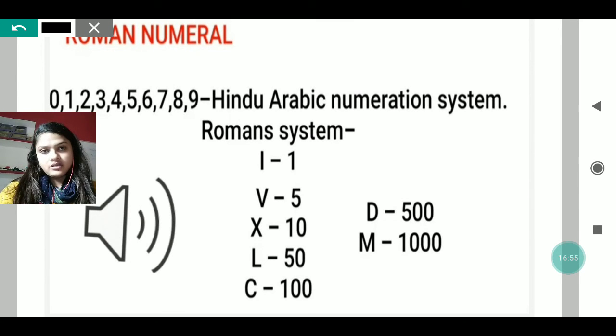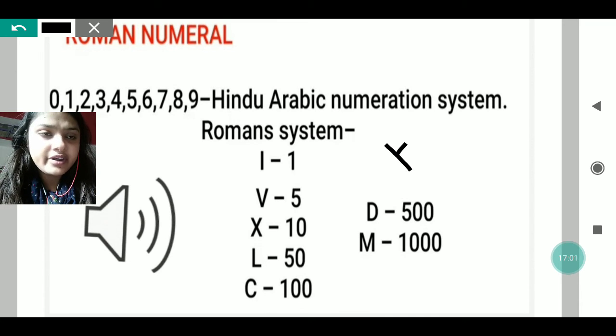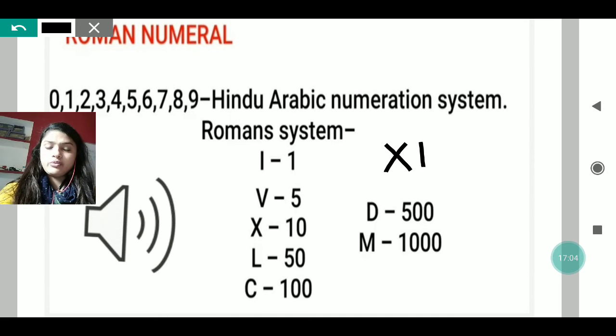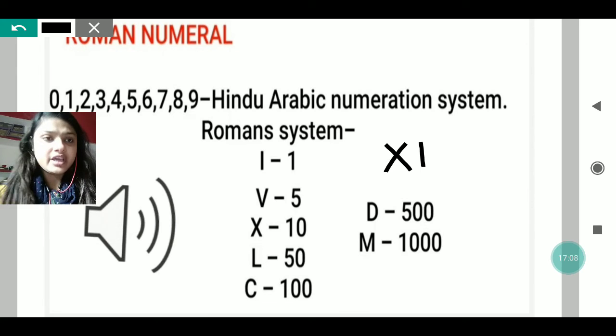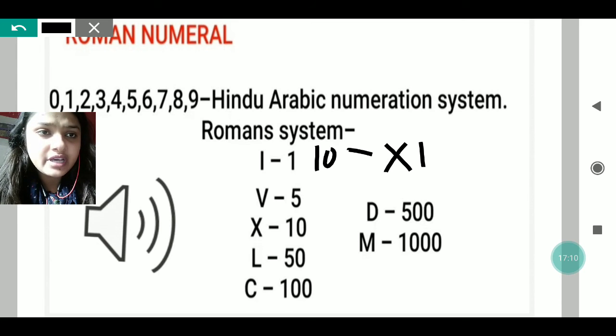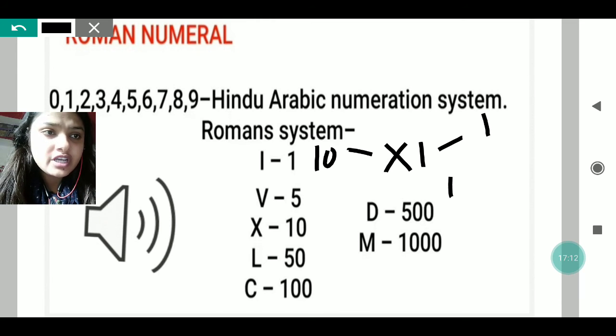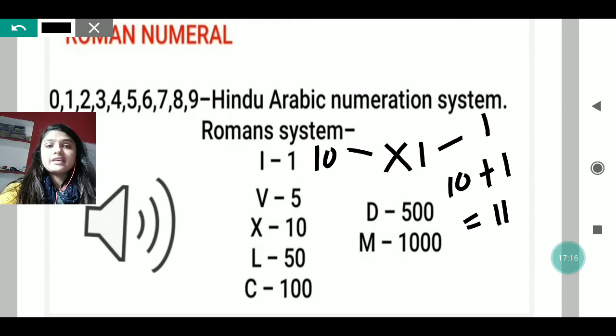Next, we have learned that in a Roman numeral, if a smaller Roman numeral is written after a bigger Roman numeral, then the value will be added. Like this one's value is 10 and this one's value is 1. So 10 plus 1, we will get 11. So the value of X and I is 11. This also we have learned.